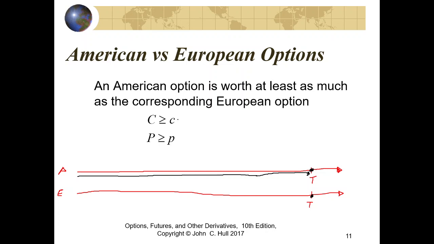Well, the minimum value for the American call or American put should equal the European, but it also could be greater. It is impossible for the American to be lower than the European, and that's the case for calls or puts. Okay, that's the first condition.